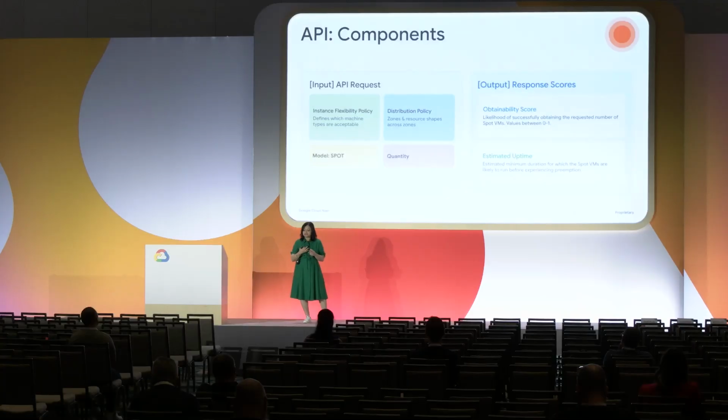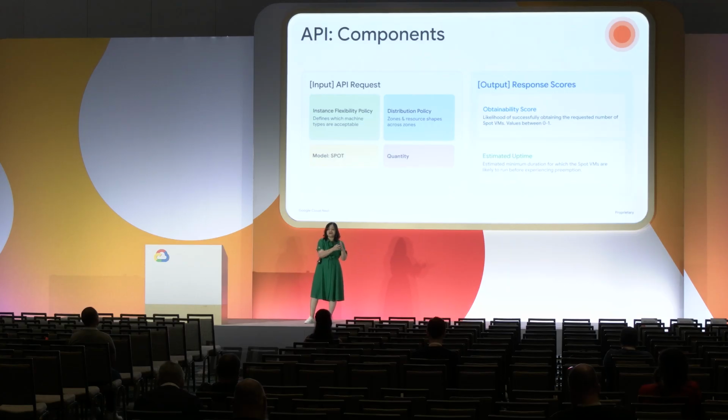Higher is better. It indicates a likelihood of successfully obtaining the requested number of spot VMs. So if you get a score of 0.9, that means high likelihood of success of being able to get those spot VMs right now. Conversely, 0.1 means low likelihood, which is a signal to you to look at other VM families, perhaps other zones, other regions.